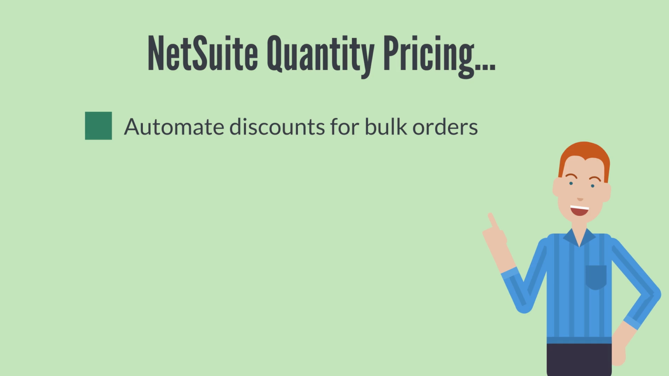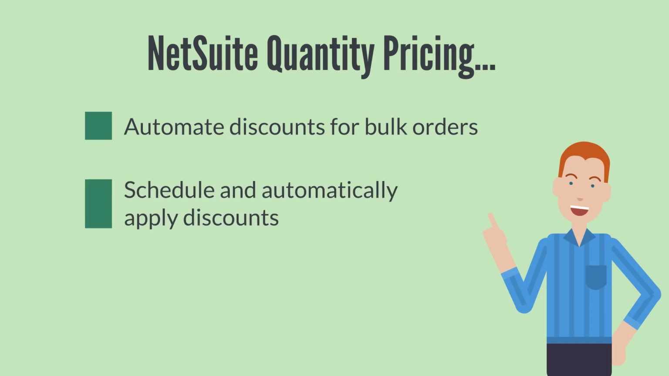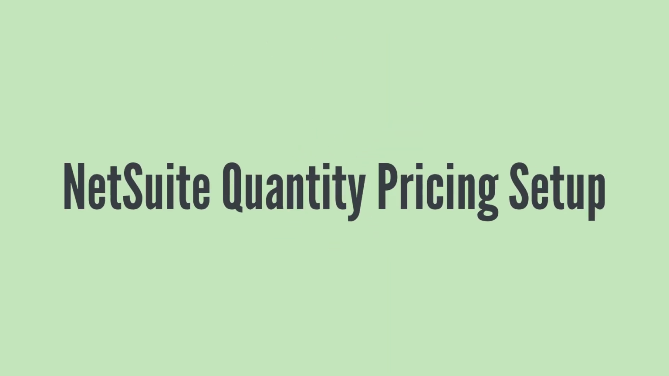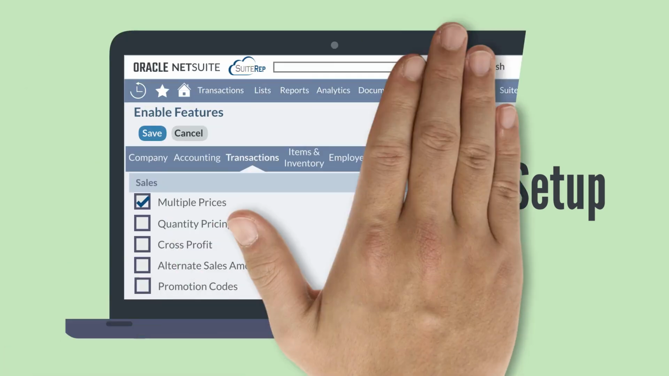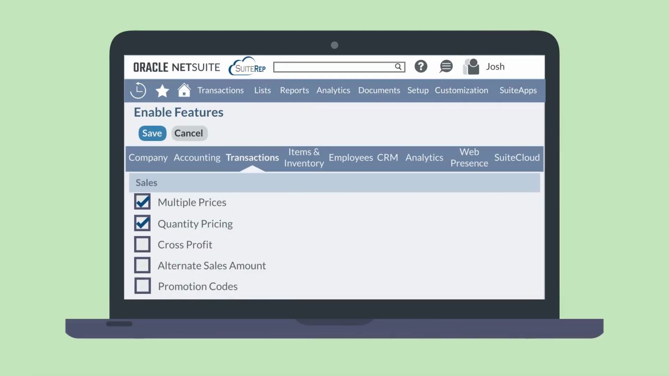With the NetSuite quantity pricing feature, you can set up quantity pricing schedules that define your quantity discounts and automatically apply discounts to qualifying orders. Let's walk through the setup process for quantity pricing. First, you need to enable the NetSuite quantity pricing feature. You'll find this feature on the Sales section of the Transactions tab in Enable Features.